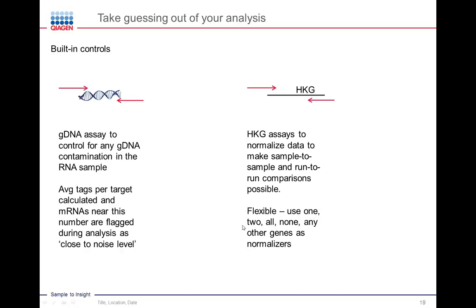It's a very flexible sort of system. It allows you to use one, two, or all of the housekeeping genes that we have put together, or even none of those housekeeping genes if you do not want to use any. Or you can define your own housekeeping genes if you want to use those for the analysis. But these two sets of built-in controls are a great way to, again, control for any contamination and to make those comparisons possible.